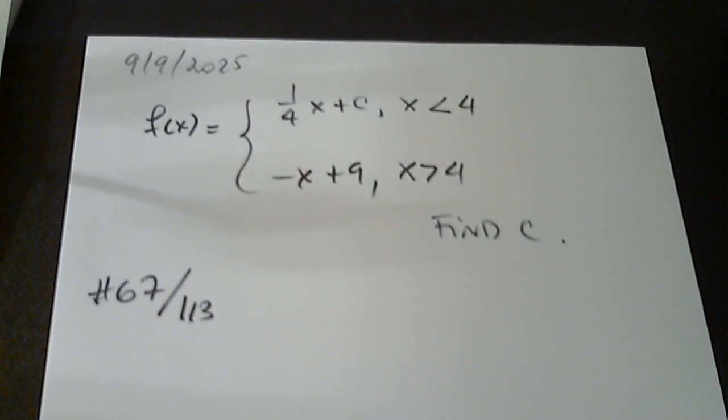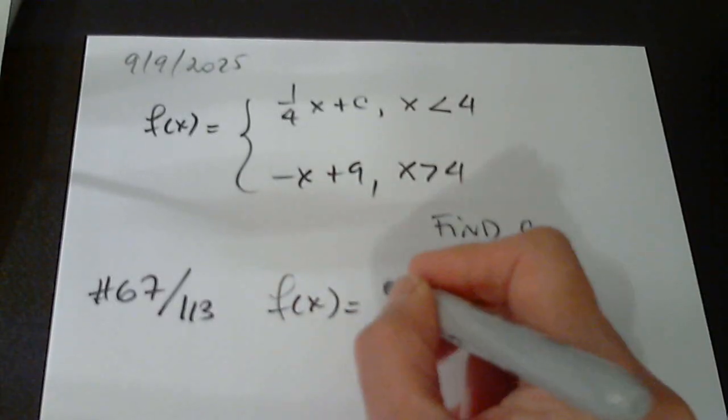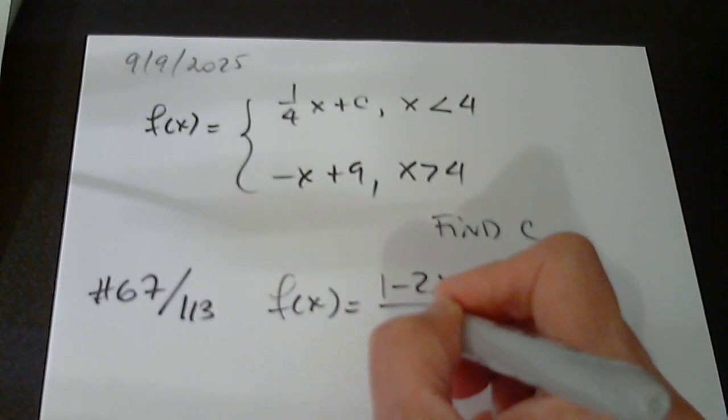67 on 113. It says graph each function. We will not, because we will graph enough later on. And then find the specified limits. When necessary, state that the limit does not exist. Okay, so in 67, we have the function f of x equals 1 minus 2x divided by x.